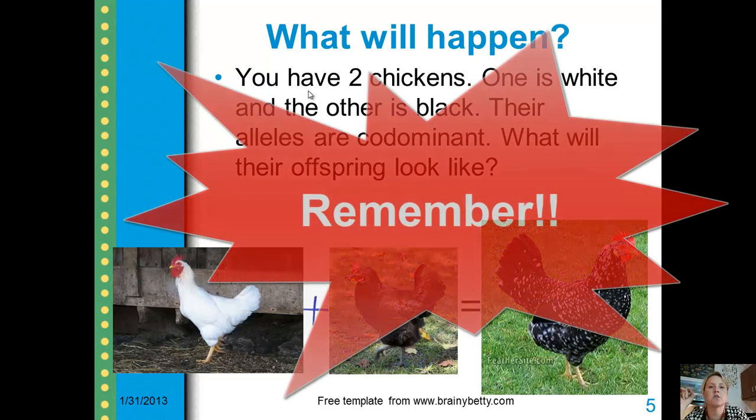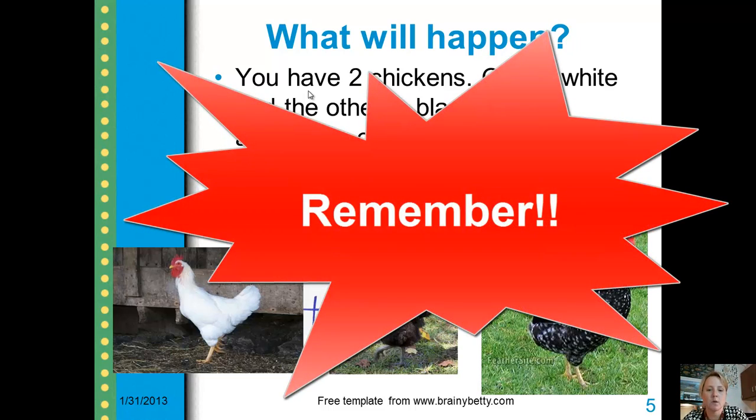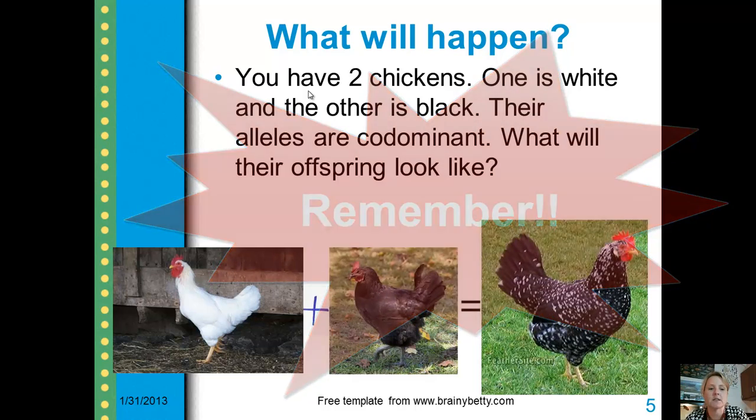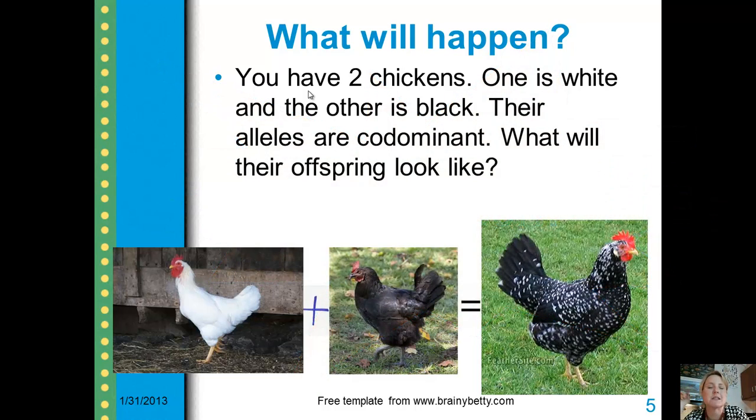All right, so I want you to remember that most of our work will involve just plain old dominant and recessive from the first lecture. The only time you should worry about incomplete or codominance is when the problem or question specifically states one of those two terms. But otherwise, it's just dominant and recessive.